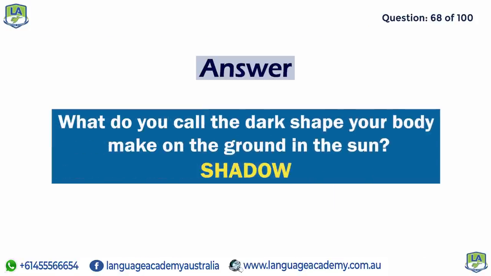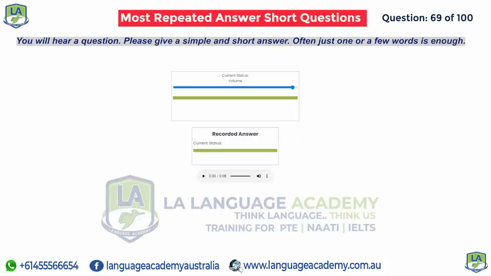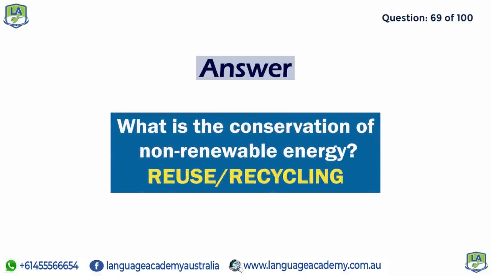What do you call the dark shape your body makes on the ground in the sun? Shadow. What is the conservation of non-renewable energy? Reuse/recycling.